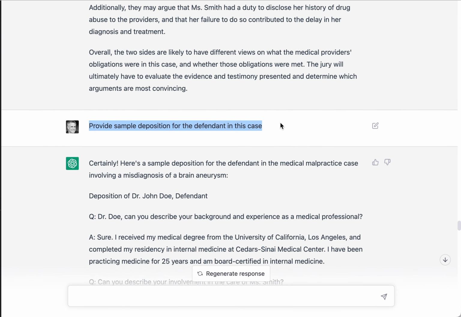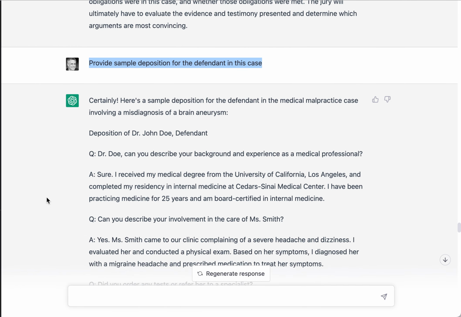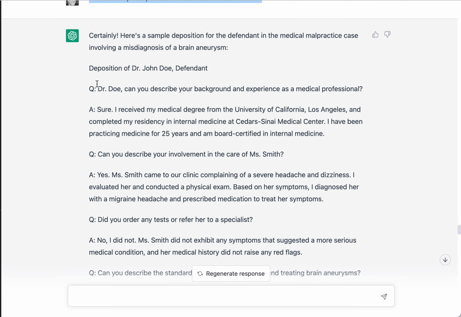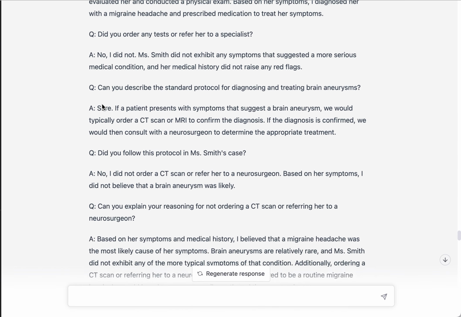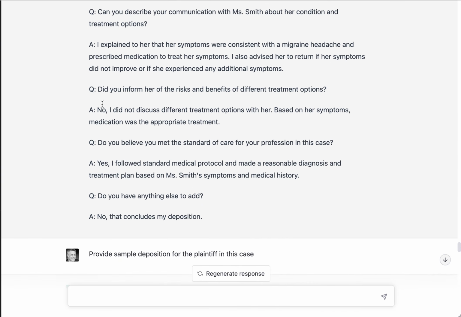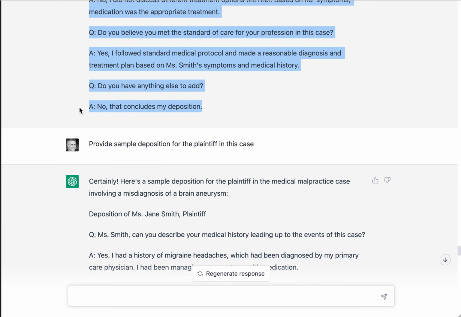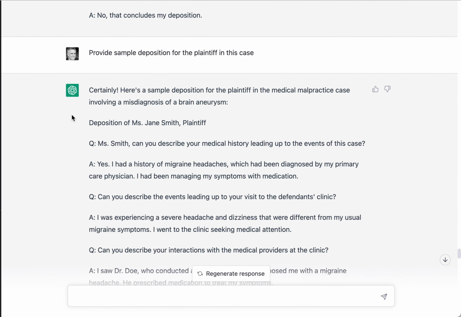and then what I then said is provide sample deposition. Now, again, I wouldn't have GPT provide these depositions. I was just doing this from a proof of concept standpoint. So here is the deposition for the defendant. We could load as many of these as we would like. And I decided to really just do a short deposition, but I would really add a significant level of data to this.